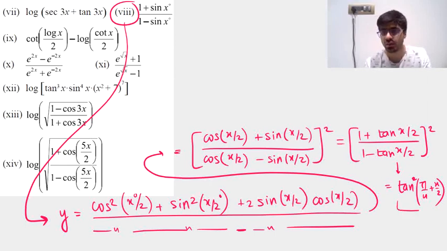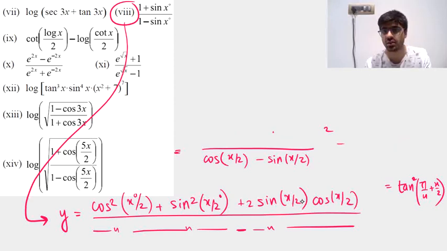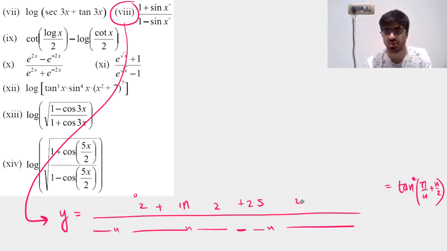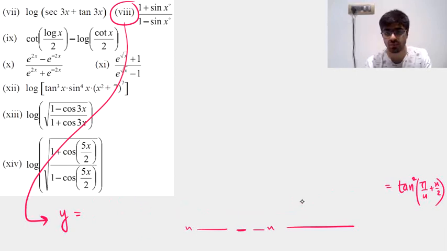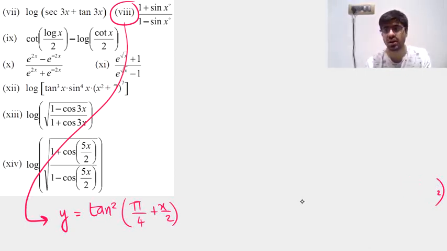And finally we need to take the derivative of this. Okay, so I'll rub out all these terms now, and let's just focus on that tan square pi by 4 plus x by 2, because that's the final expression for y. Okay, I'll just write that again here. It is tan square pi by 4 plus x by 2. And now take a dy by dx.